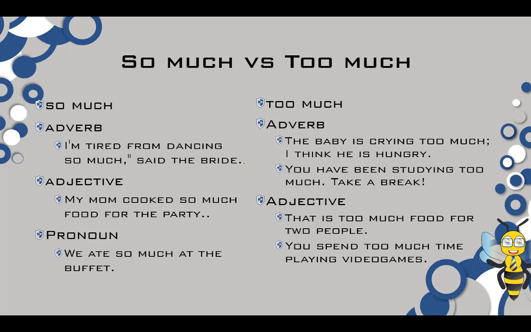No. Perfect. So now, how can we know when to use so much and when should we use too much? Number one, it can be an adverb. So much and too much, both are adverbs. For example, I can say, I am tired from dancing so much, said the bride. With too much, we say, the baby is crying too much, I think he's hungry. Or, you have been studying too much, take a break.